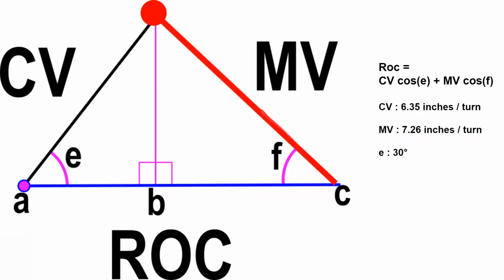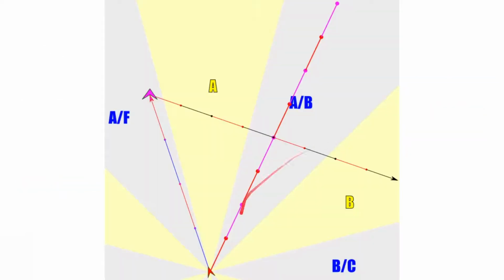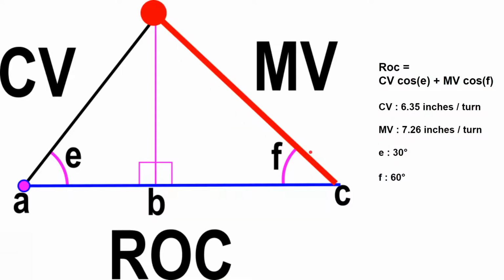Next, we have to look at the muzzle velocity. So between the rate of closure and the muzzle velocity, this is the muzzle velocity one right here. This is the rate of closure. As you can see, that is 2 windows, so that is 60 degrees.